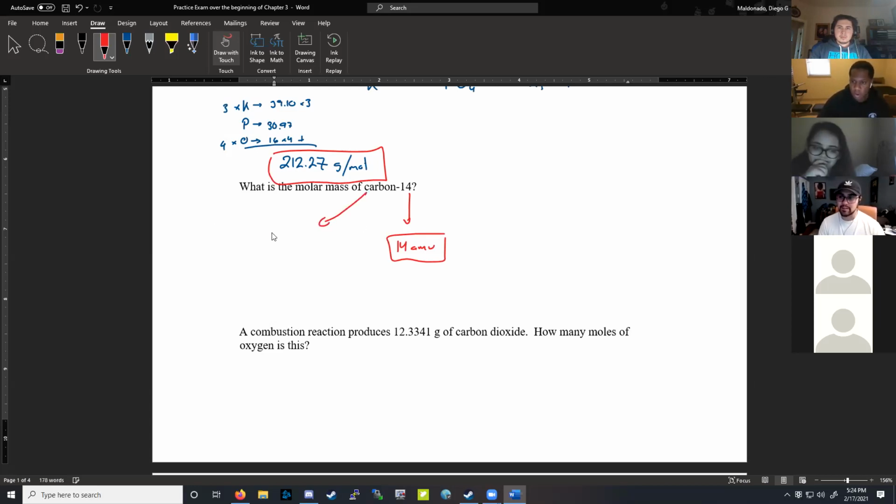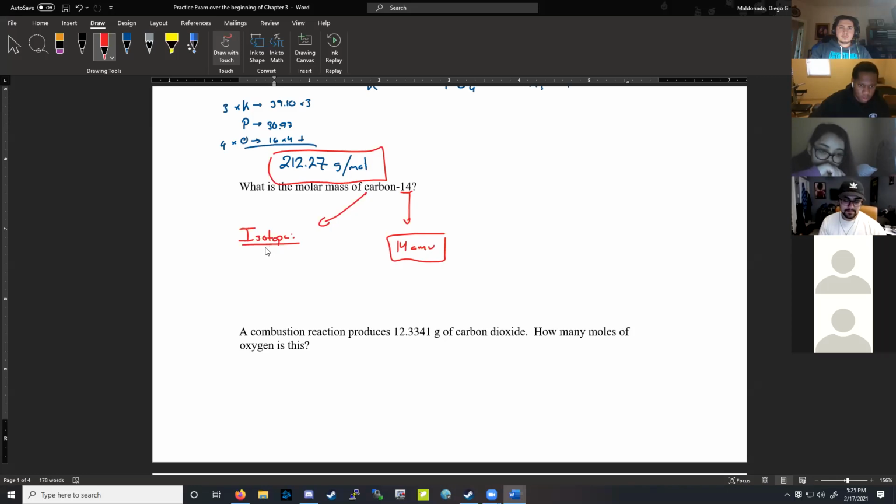Carbon-14, what type of molecule is this? An isotope, right? And what do isotopes have? Not the same mass. What are the three subatomic particles? Protons, neutrons, and electrons. And what do isotopes have a lot of? Neutrons, right? So carbon-14, how many neutrons does base carbon have?